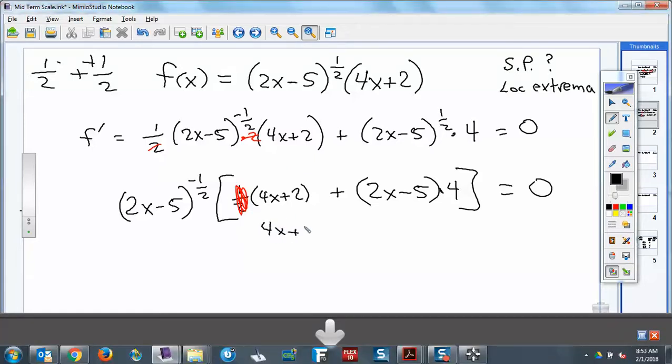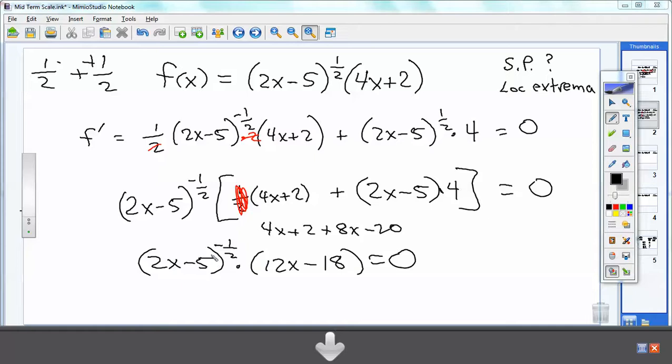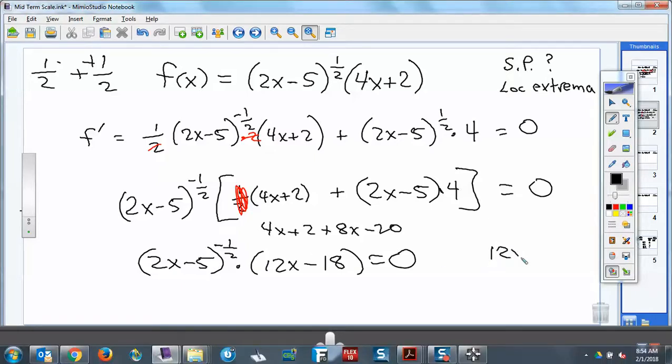Maybe I should finish it because something interesting does happen here. So you get (2x minus 5) to the negative 1/2, and then here you get 12x minus 18. Now, you have to be careful because this is a negative power, which means it's really on the bottom. So what you have is 12x minus 18 over (2x minus 5) to the 1/2.